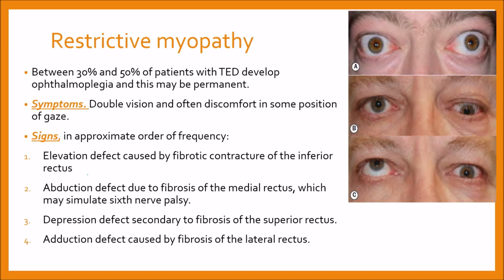So first muscle that is affected is the inferior rectus, and then is the medial rectus, then is the superior rectus, and then is the lateral rectus. You can make any mnemonic with that order. The mnemonic that I go with is I am super lazy. It helps a lot.